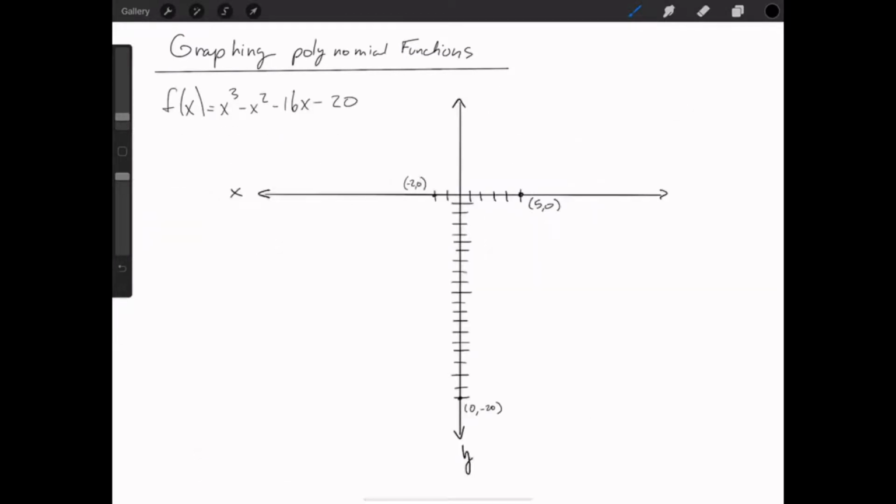So now that we know the end behavior, the multiplicities, and the intercepts of our graph, we're able to finally graph our equation. So basically it will look something like this. Hold on.